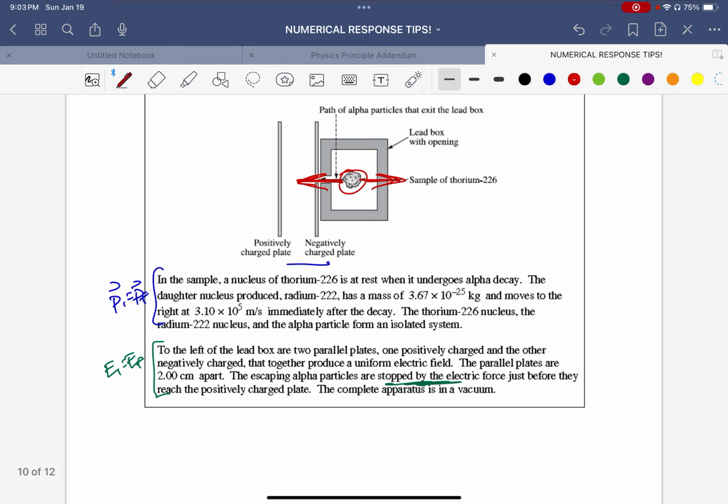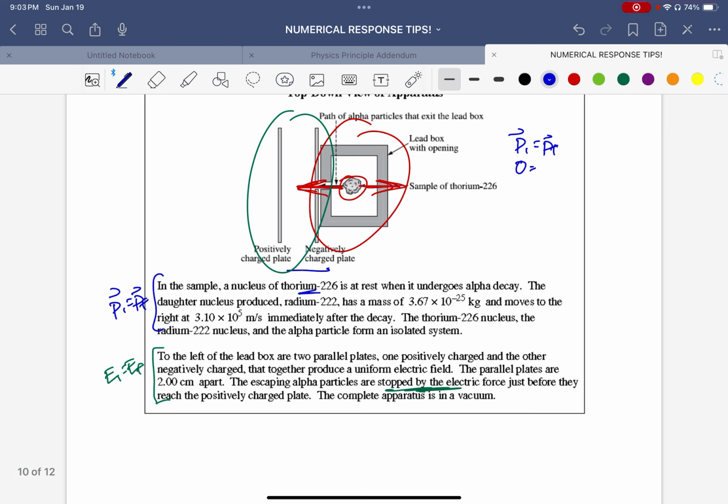And we know already what those physics principles are. We're going to analyze this part of it using conservation of momentum, and we're going to analyze this part of it using conservation of energy. So let's do that now. Let's do the first part, Pi equals Pf. This thorium-226 is at rest before it decays, so the initial momentum is 0. After it decays, we have a daughter nucleus, radium-222, going to the right, and then we have an alpha particle, we'll call that mass 2, going to the left.